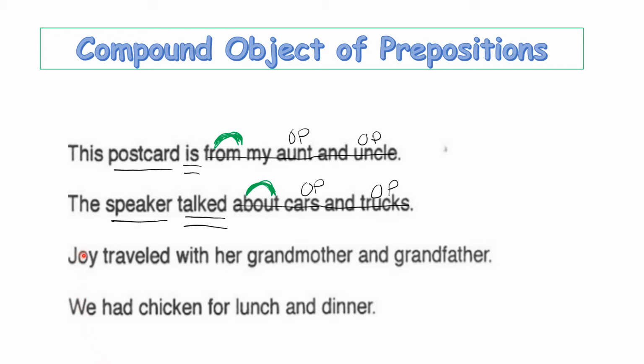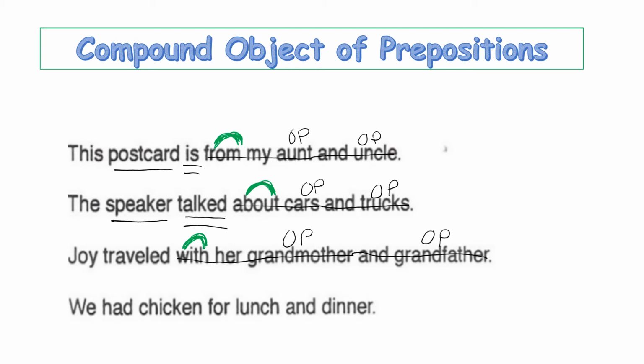Let's look at our third sentence. Joy traveled with her grandmother and grandfather. What's your preposition? With. Mark our preposition. We know that our prepositional phrase begins with a preposition and ends with a noun or a pronoun. With her grandmother. Are we finished? Nope. Let's keep going because it's joined by that conjunction and. Grandfather, grandmother and grandfather. So now we have two objects of the prepositions.